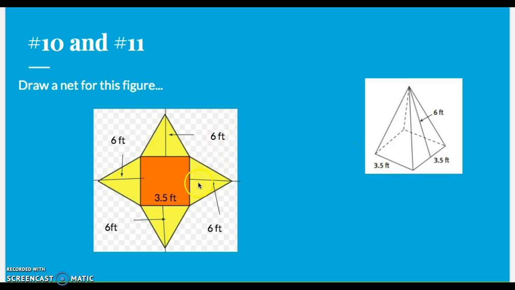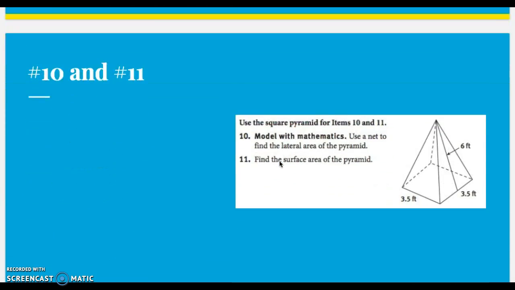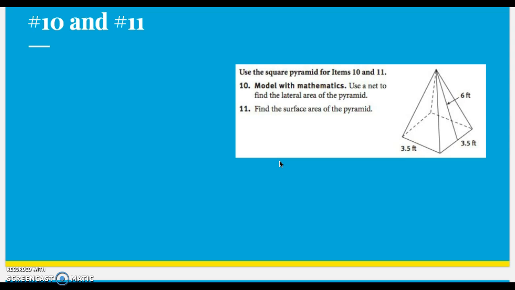So over here on my net, my square's in the middle. That's my base. Because remember, a pyramid only has one base where a prism has 2. So I'm indicating that one of the base lengths is 3.5. I could have labeled all 4 sides, but I didn't. I got a little lazy. And then I indicate that each of the slant heights of the triangular faces is 6 feet. All right, so let's look at the problem. The number 10 wants us to find the lateral area of this figure.